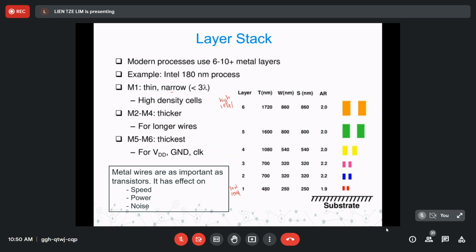To recall, for metal layers there is power or ground routing, and also there is signal routing.